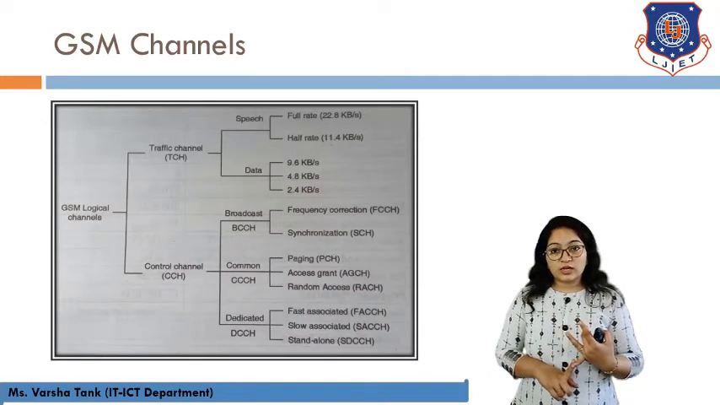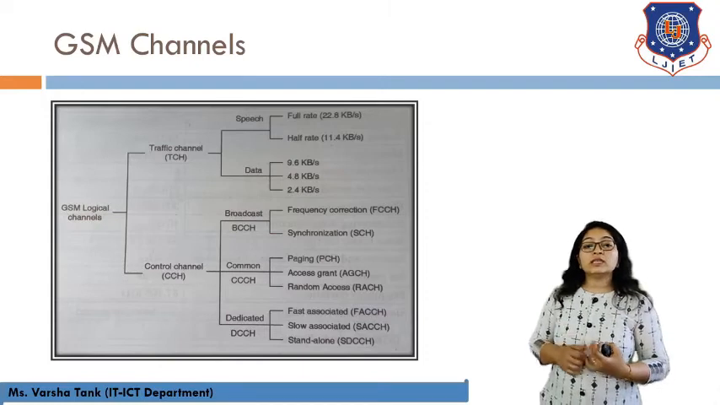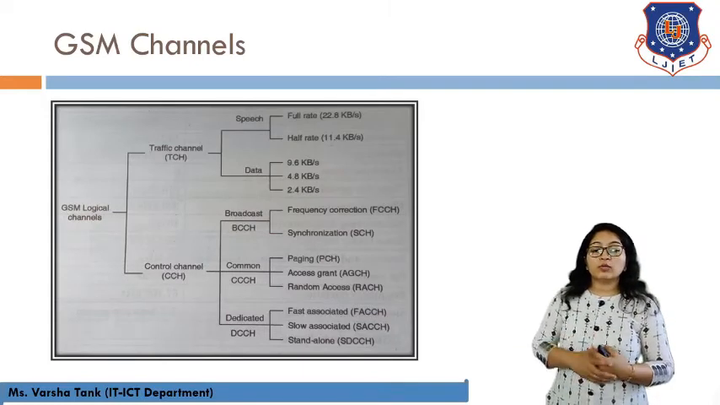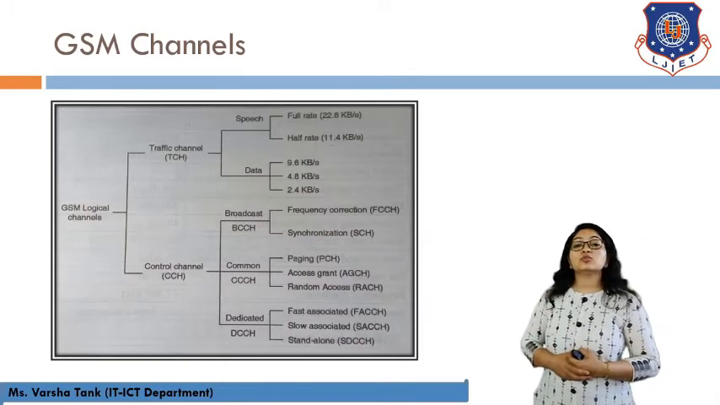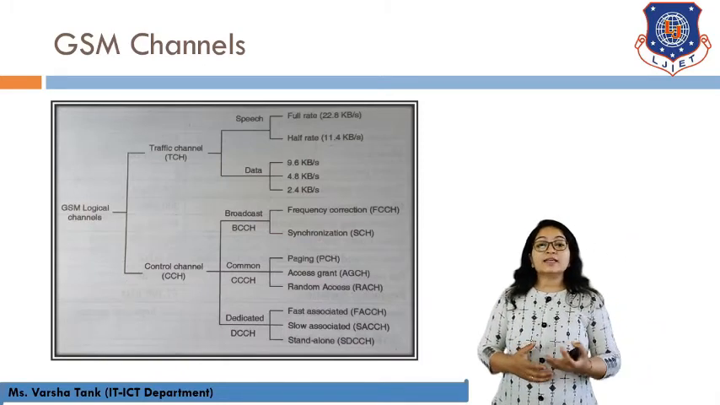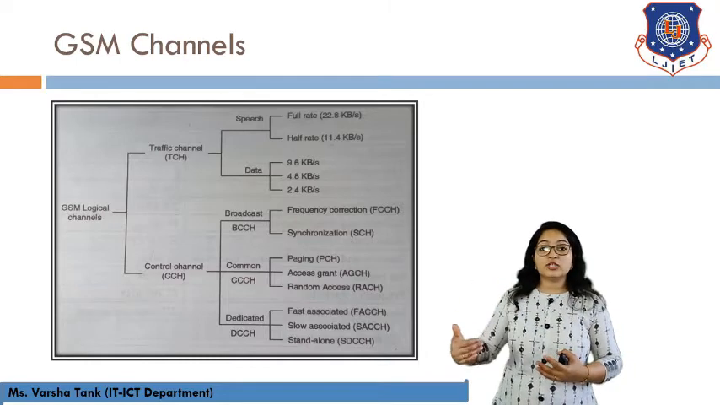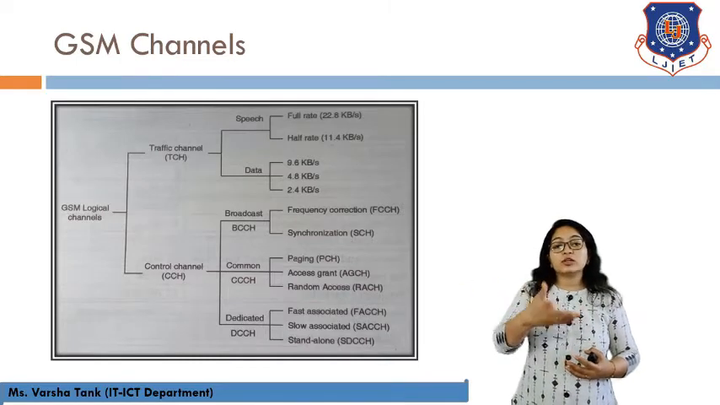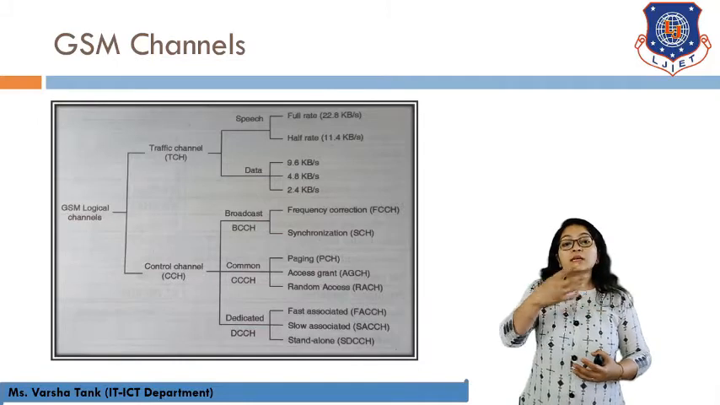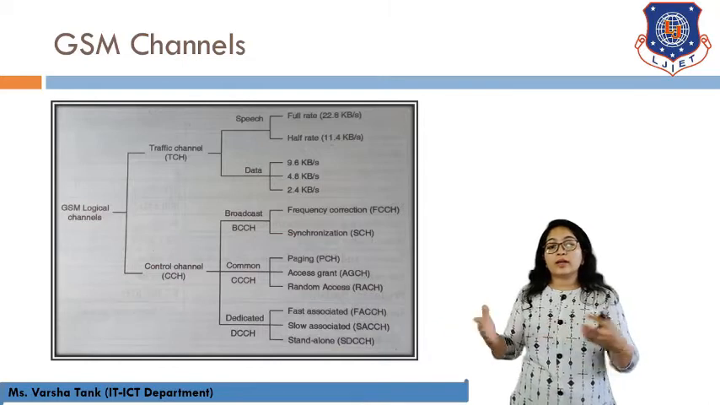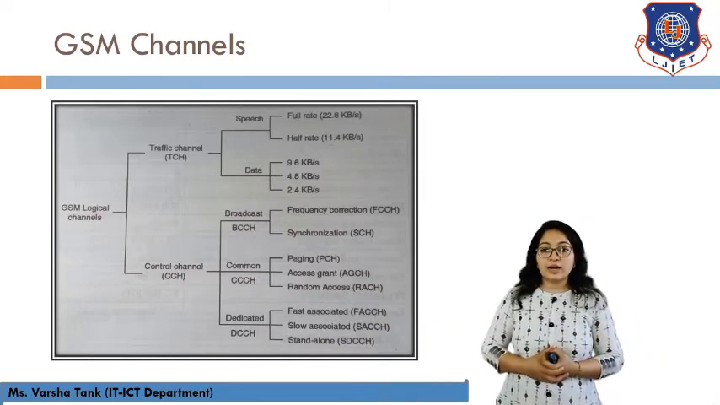then random access channel. Okay, paging channel, as we have seen in the last slide, the MSC will do the paging to find out the mobile station. So at that time, the paging channel is used. Okay, access grant channel: when a mobile station calls, signals from the mobile station will reach the BSS. So the BSS will grant one of the channels, so that the call can be established. So that is what the access grant channel is.